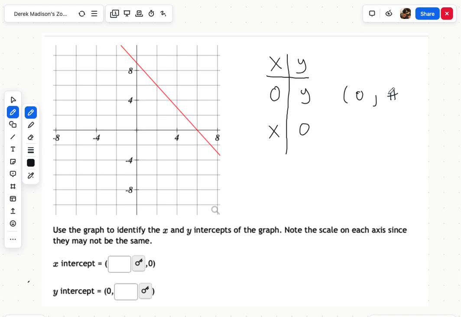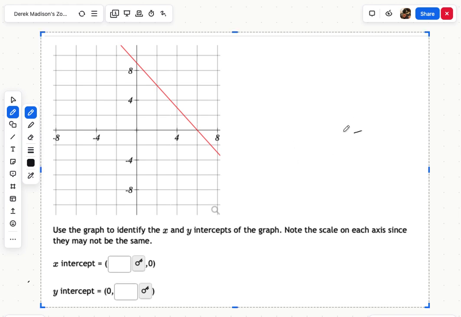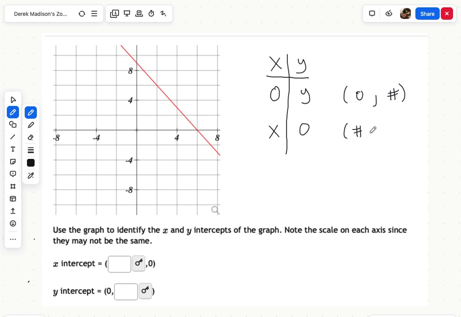And then the x-intercept is always going to take the form of some number and 0. So for this particular problem, and you'll see there's a question that asks you to identify whether or not something's an x or y-intercept, and that should help with that one.